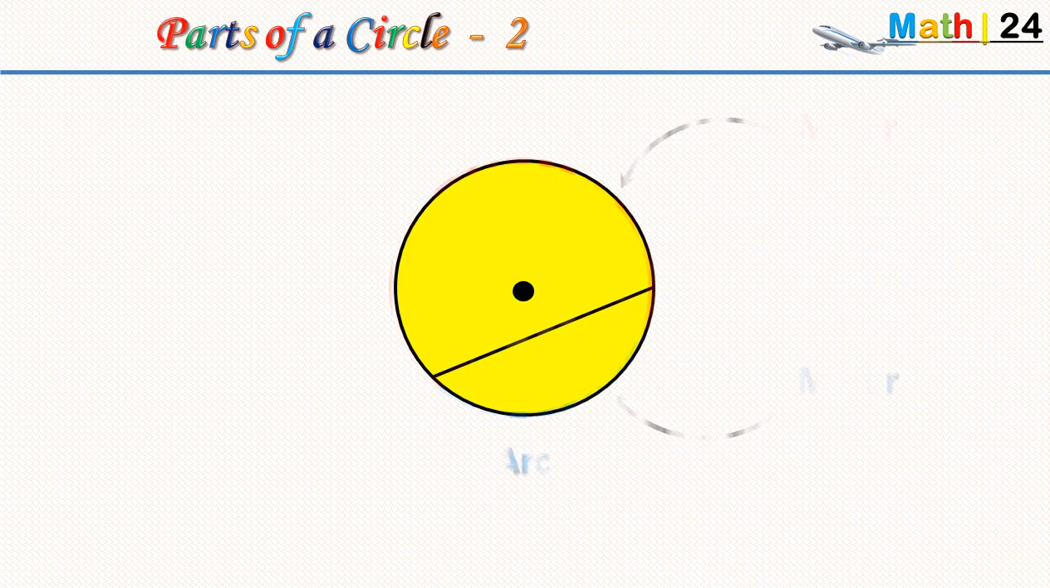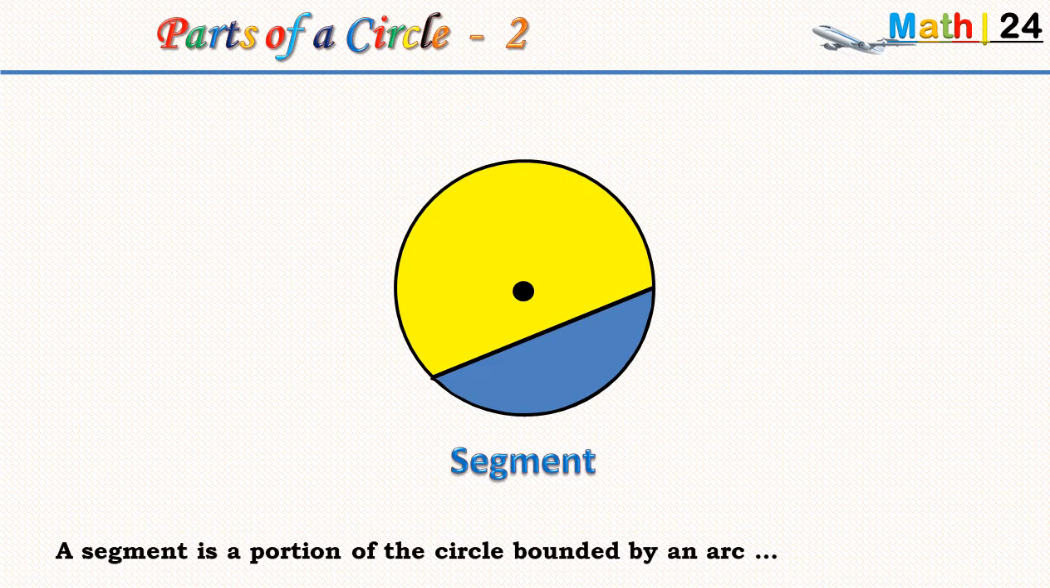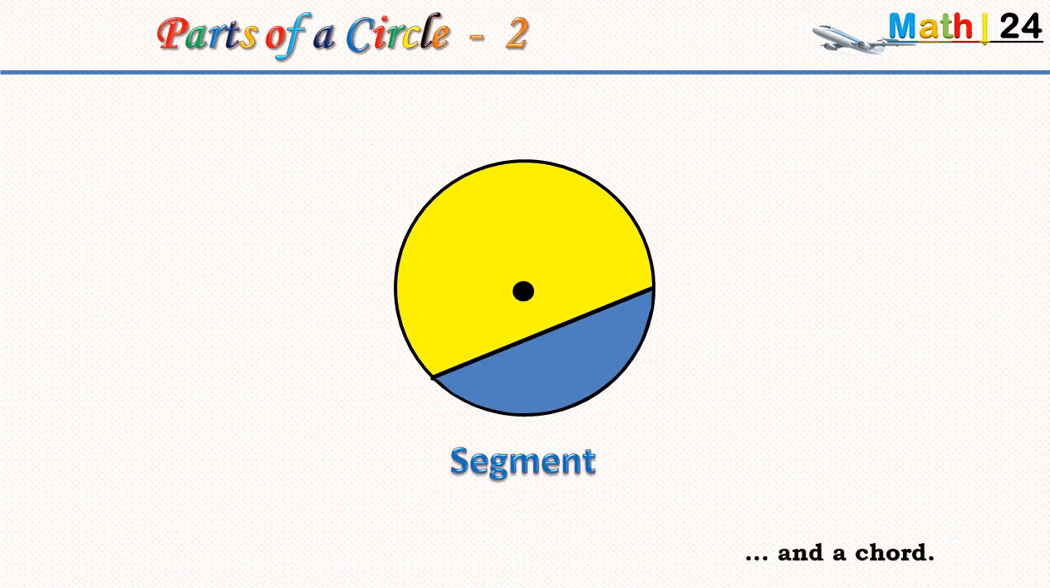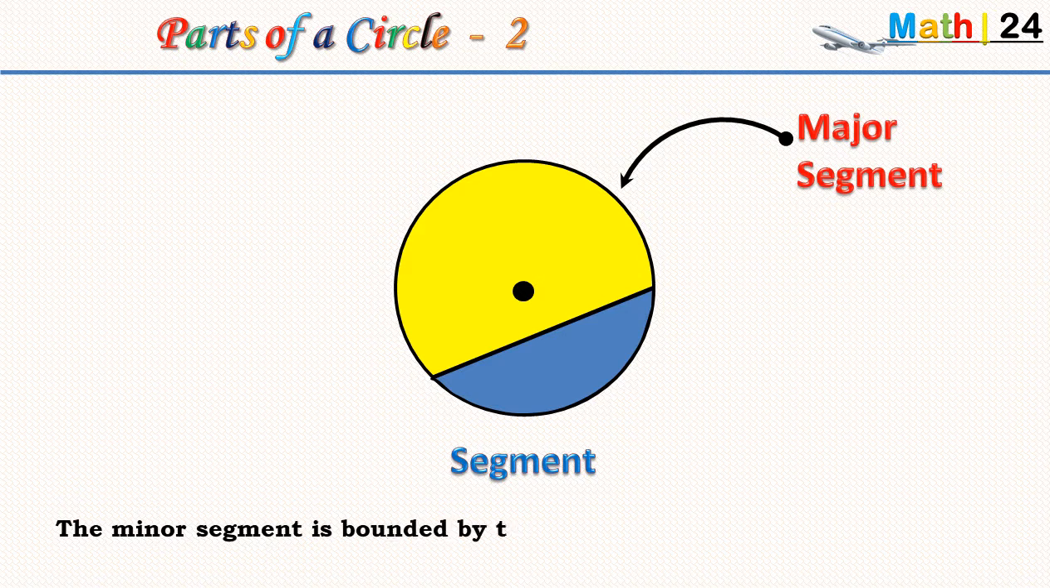And going further, we will have to equally talk about a segment. And a segment is a portion of a circle bounded by an arc and a chord. For example, we have this particular segment here, and the smaller portion is called the minor segment, and the major one is the major segment.